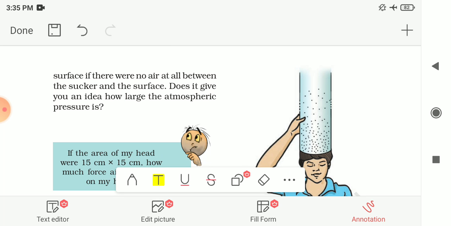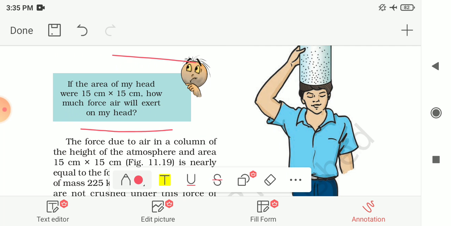Now, does it give you an idea about how large the atmospheric pressure is? Let us see the value. Here Bujo is saying that if the area of my head were 15 by 15, that means 15 centimeter cross 15 centimeter, then how much force will the air exert on his face or on his head?